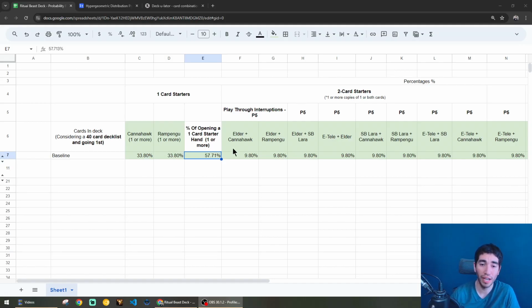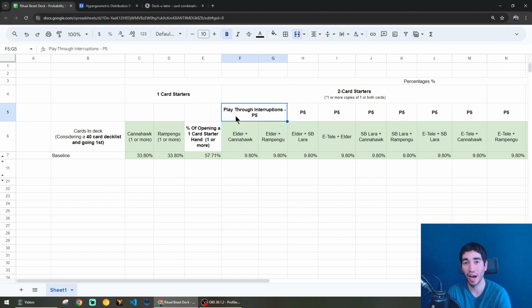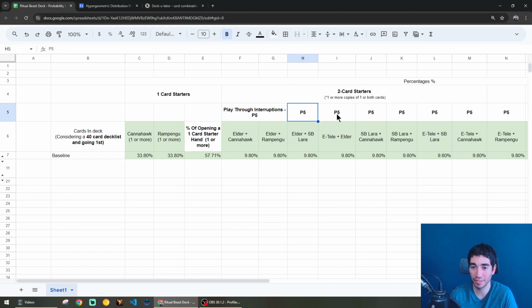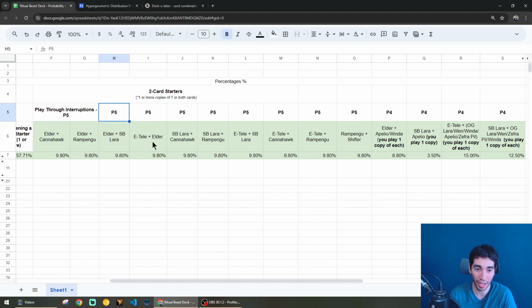So what I did is that I put here on the right of this spreadsheet the probabilities for two card starters. And I borrowed a terminology here from one of Swisky's videos where he described the power level of the combos, if you want to call it, by the amount of interruptions that they put on. So you see here P5 means that it's able to put 5 interruptions. P4 means that it's able to put 4 interruptions, no? These are the other two card starters, and I put this one here that plays through interruptions because, you know, El de Cannahawk and El Rampengo were able to play better through interruptions, no?